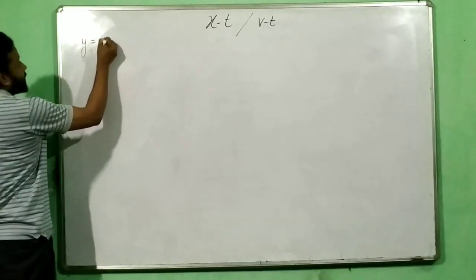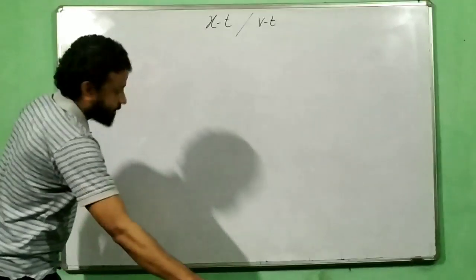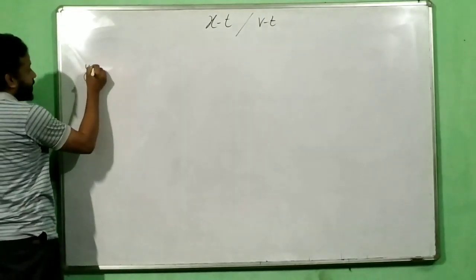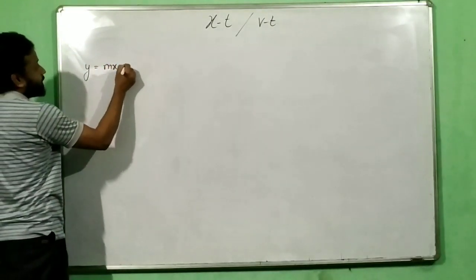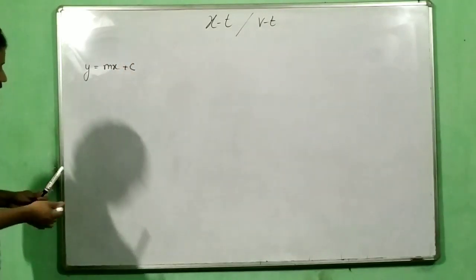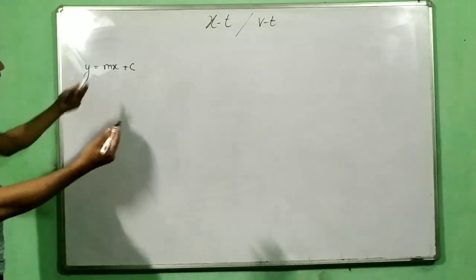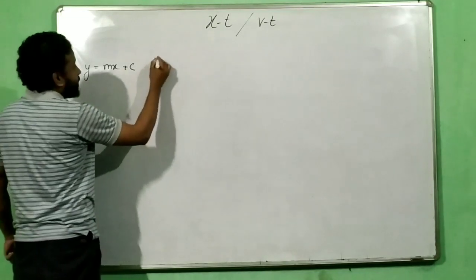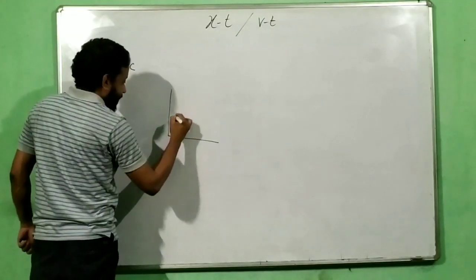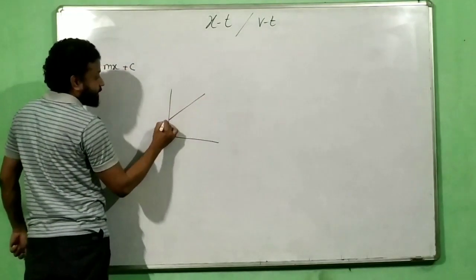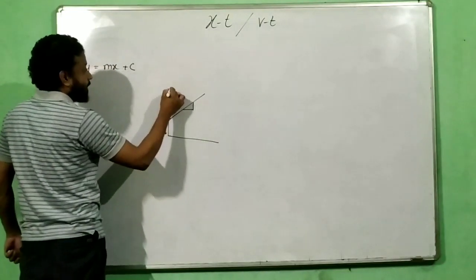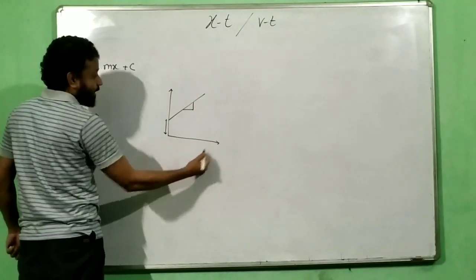y equals mx plus c. That part is not visible, I guess. y equals mx plus c is the equation of a straight line. Everybody knows that, and if you ask them to draw it, they will happily draw the graph that looks like this. So if I say that the intercept is c and the slope is m, then this is my y-axis and this is my x-axis.